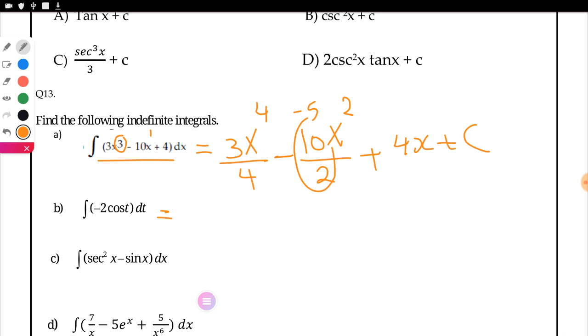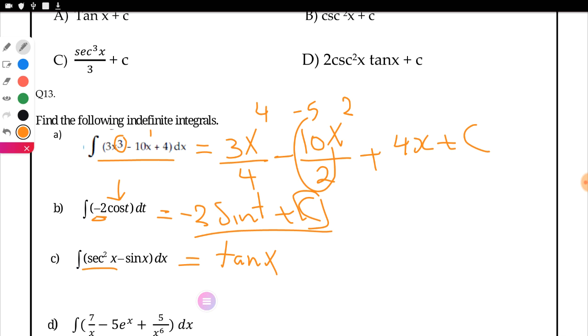Here for this one, it will be negative the constant, multiplied by the integration of cosine t, which is sine t, plus constant. Don't forget the constant of integration because it is indefinite integrals. Here, I think it's so easy. Secant square, as we solved it before, tan x, minus the integration of sine, cosine, but it has co, it will be plus cosine x plus c. Trivial. Just apply the rule. I didn't do anything more than applying the rule.